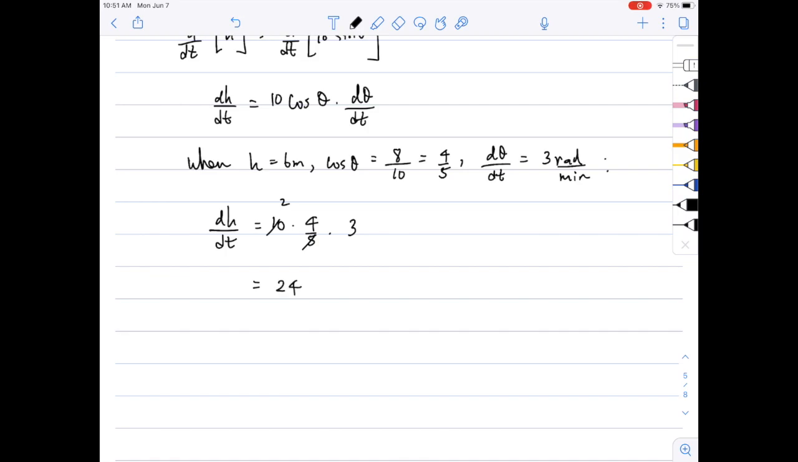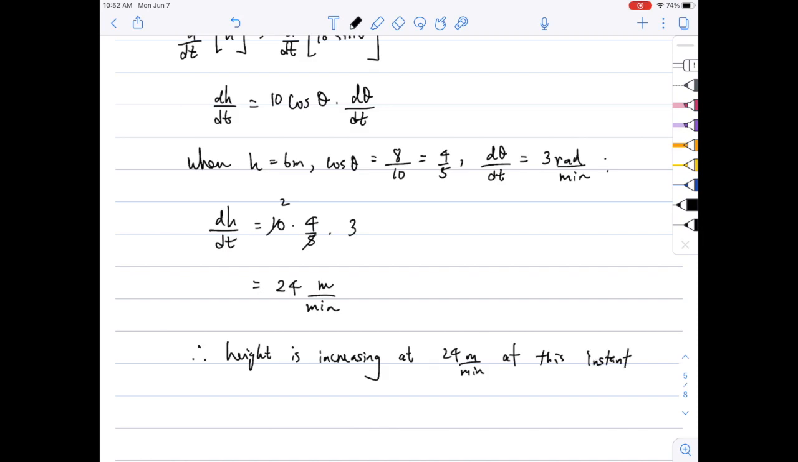Don't forget, you're dealing with a physical rate that you need to supply units for. The units are going to be units of height, which are in meters, divided by units of time, which are in minutes for us. So we get something like this. That's our final answer. Just write a concluding statement. You could say, therefore, height is increasing because the rate is positive, at 24 meters per minute at this instant, the instant being when the height is 6 meters.